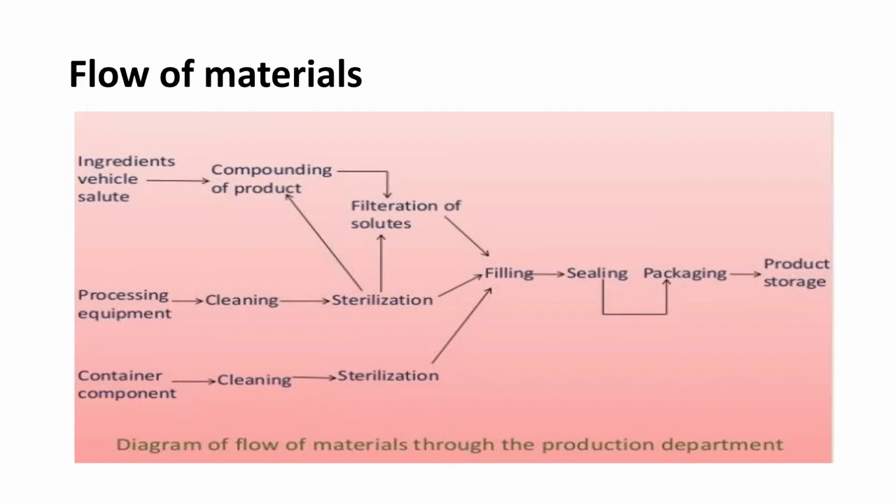When we talk about the raw material, it has to be compounded well, then filtered, then it goes in for sterilization. The processing equipment needs to be sterilized before beginning production of the parenteral product. Container components have to be sterilized beforehand, before going for the filling process. Once the product has been manufactured, it is filled, sterilized again, then sealed and packaged. Testing and evaluation are done at each stage by the quality control department, including the component test and container component test, to ensure that the product is completely sterile.